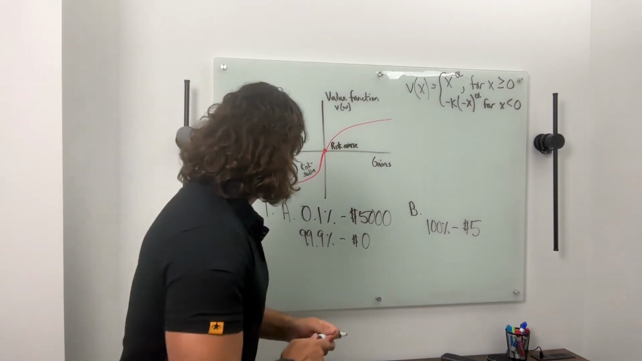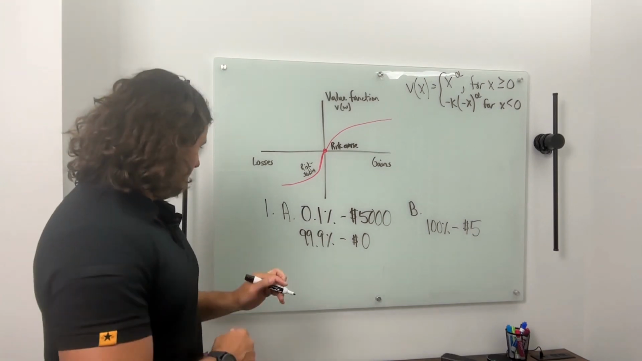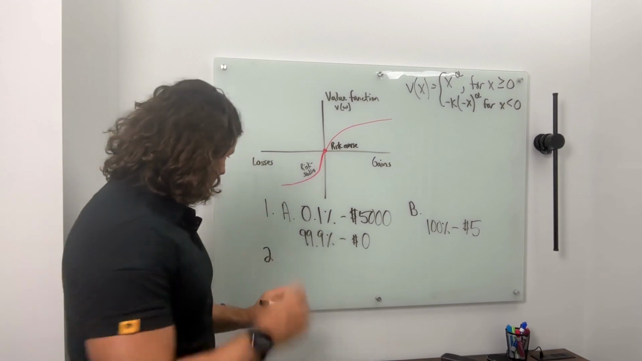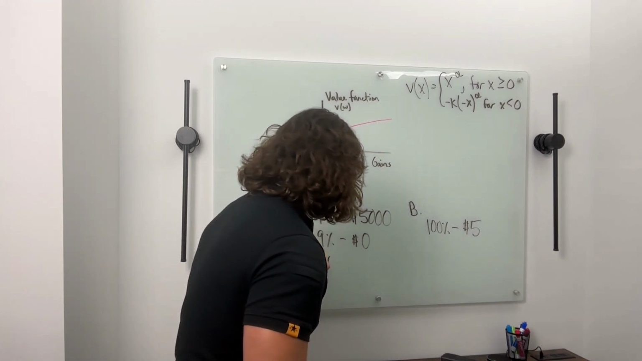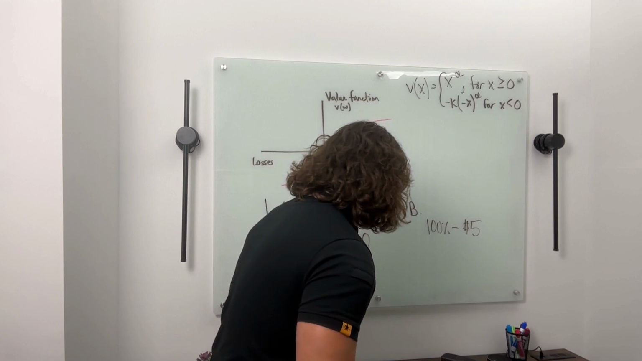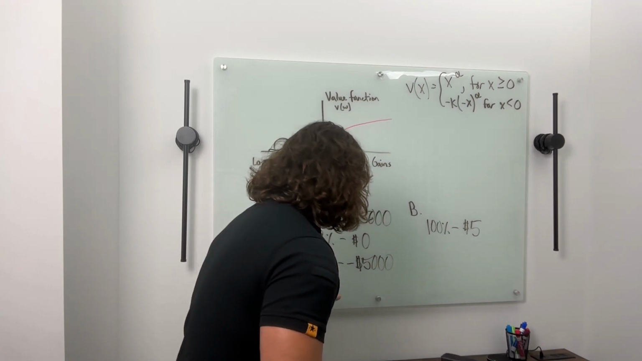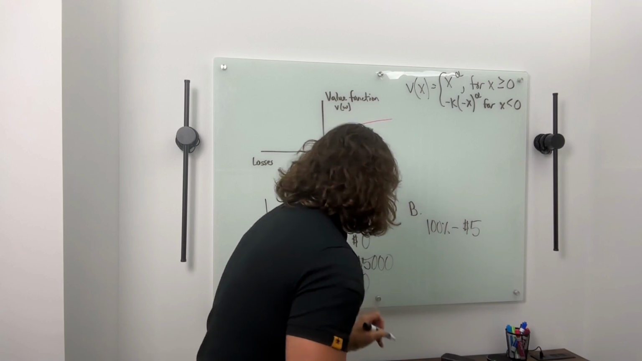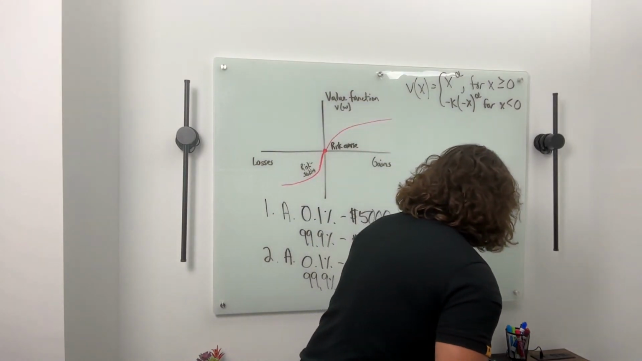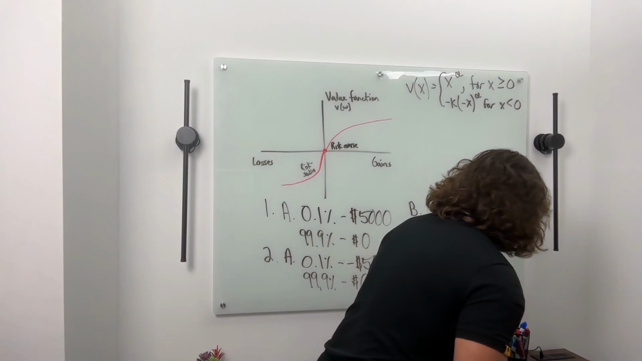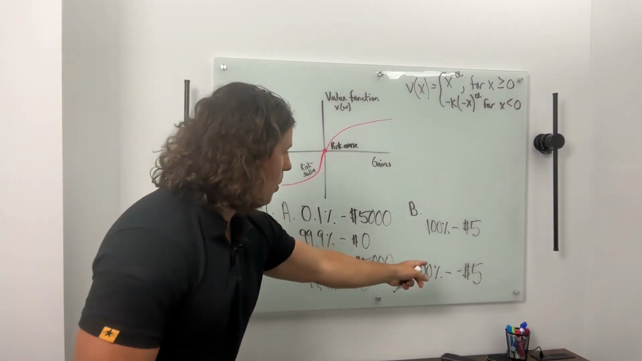I think it's equal, but you have to choose one. And I'm going to show you the next one here. This is decision number two. Option A, you have a 0.1% chance of losing $5,000, and then you have a 99.9% chance of nothing. Option B is a 100% chance of a $5 loss. Go ahead and lock in that answer, A or B.